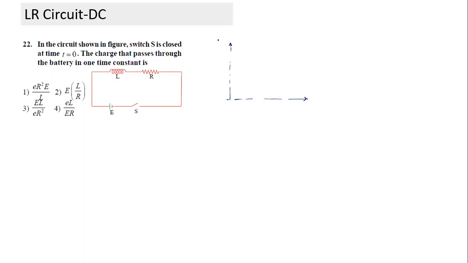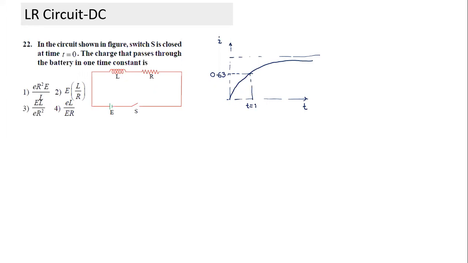Okay, so in this circuit, we know that as soon as you close the switch, the current will grow over a period of time. Initially, the current grows at a gradually reducing pace, and finally it reaches a steady state. We know it reaches 0.63 times the steady state current at time t equal to tau.